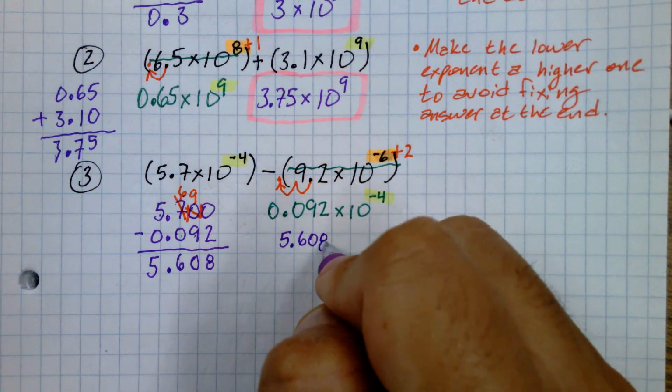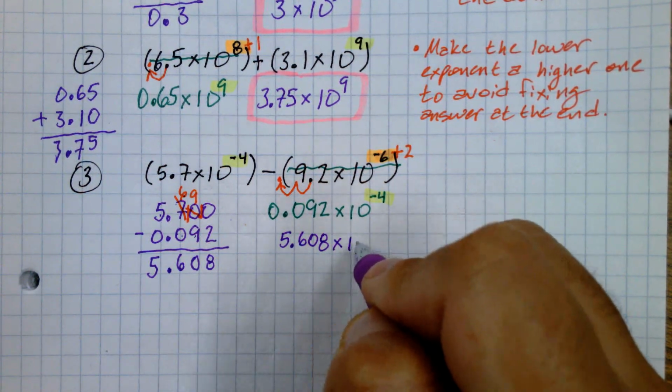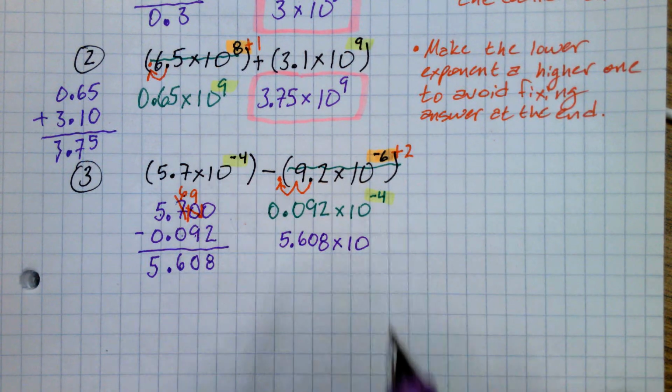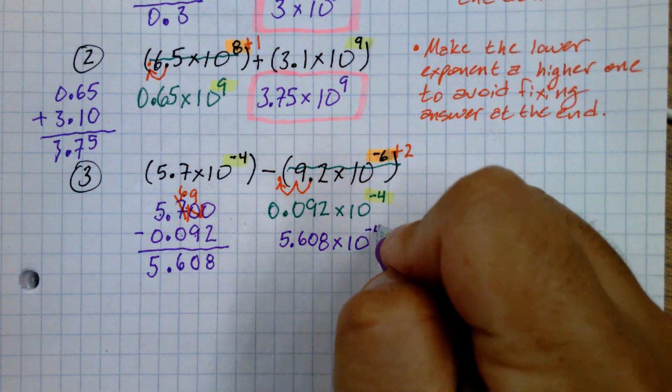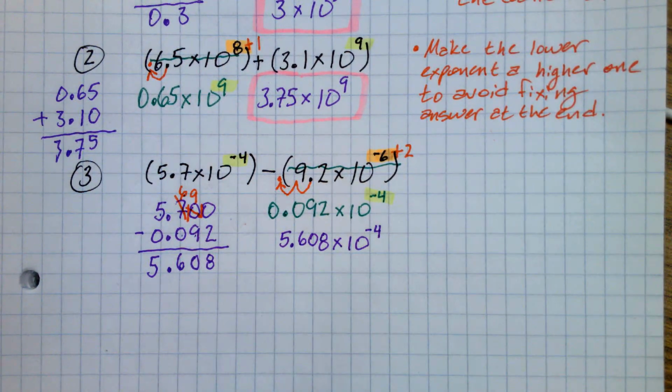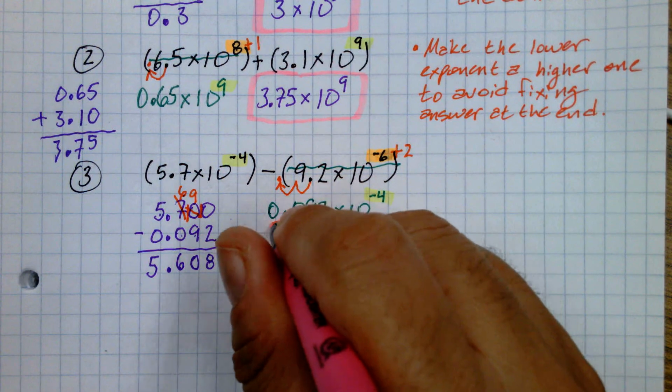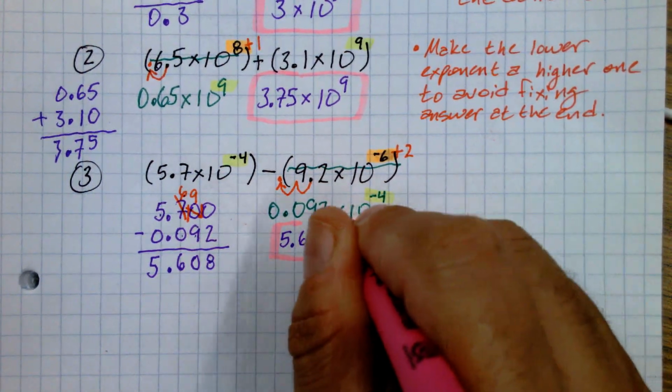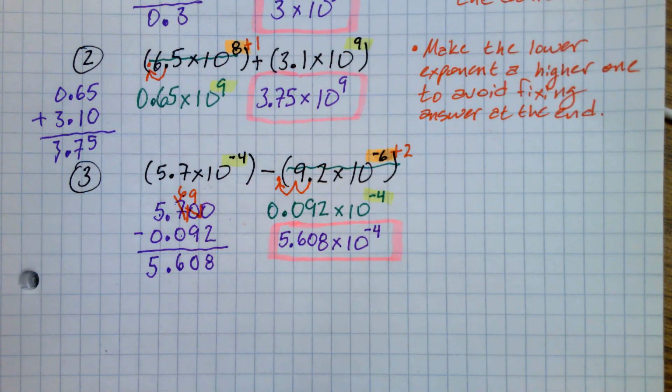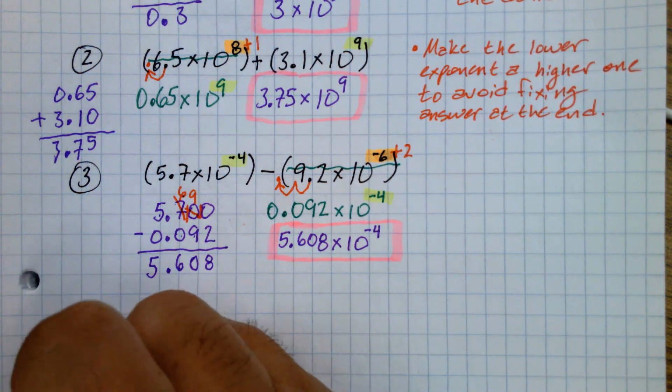5.608 times 10 to the negative 4 power. So subtracting these two numbers gives us this value. Okay? Any questions? All right. No questions? We'll do the last example then.